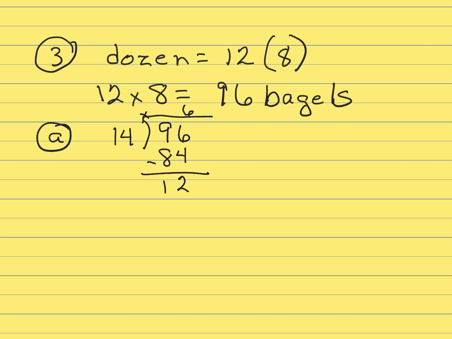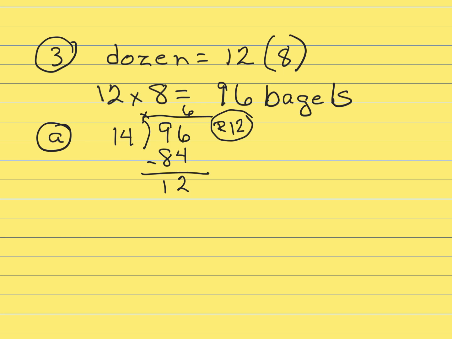Okay, so in this one, we're going to need 6 plates, but then we have a remainder of 12. So we're going to have to put those 12 on another plate, even though we don't have the full 14. So we're going to need 6 plates, and then we're going to need 1 more plate for these 12 bagels, okay? Because you can't just leave them laying on the table. So think about that mathematically. How many plates of bagels will the principal have? Right, he'll have to have 7 plates of bagels, because 1 plate will have to have these 12 bagels.